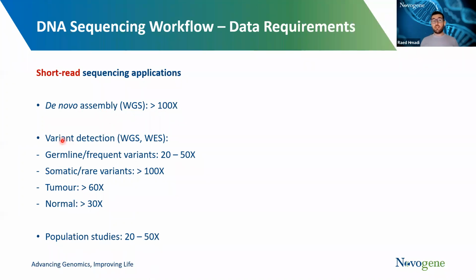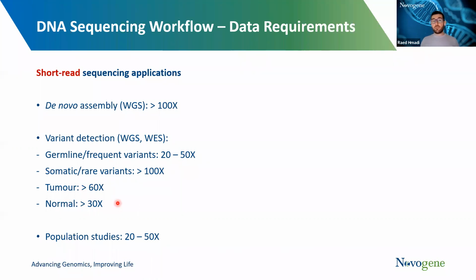If you are interested in detecting variants using whole genome sequencing or whole exome sequencing, then different data requirements are needed. For germline frequent variants, something between 20 to 50x might be enough. For somatic or rare variants, you might need to sequence at least 100x. And if you are comparing tumor tissues to normal tissues, then you might need at least 60x for the tumor tissue and 30x for the normal tissue.